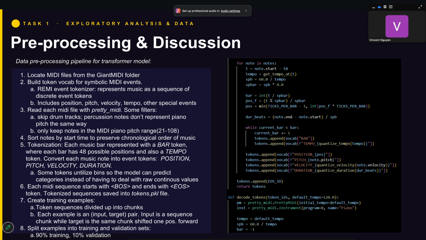Next, we create training examples. Token sequences get divided up into chunks. Each example is an input-target pair. The input is a sequence chunk, while the target is the same chunk shifted one position forward. And then lastly, we split the examples into training and validation sets, 90% training and 10% validation.